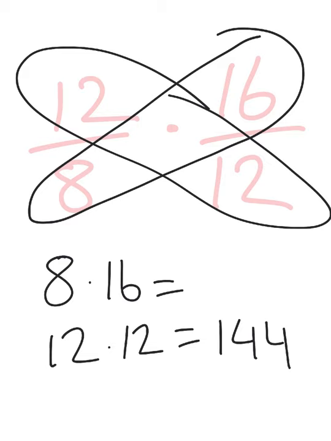What's 8 times 16? We can do the old-fashioned way. 6 times 8 is 48. Carry the 4. 8 times 1 is 8 plus 4 gives us 128. 128 does not equal 144. This is not equivalent.